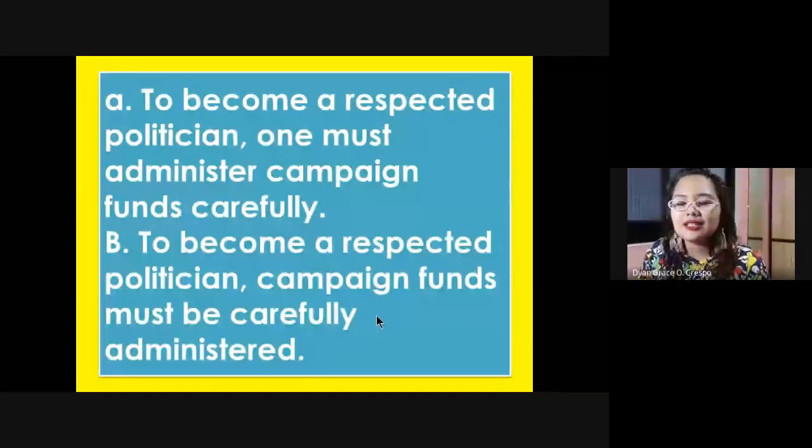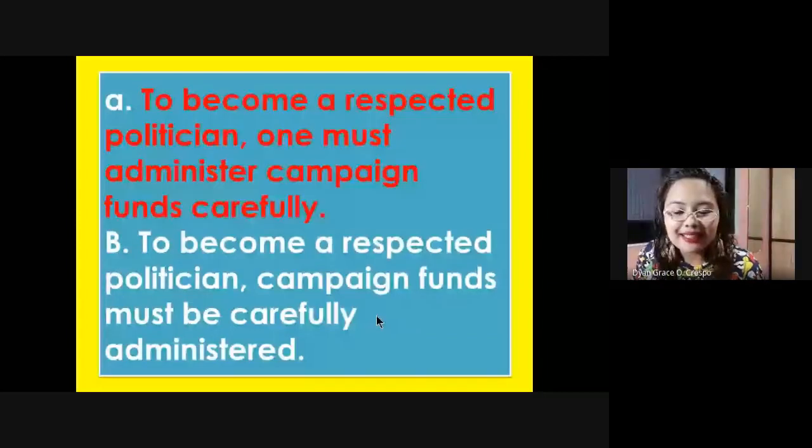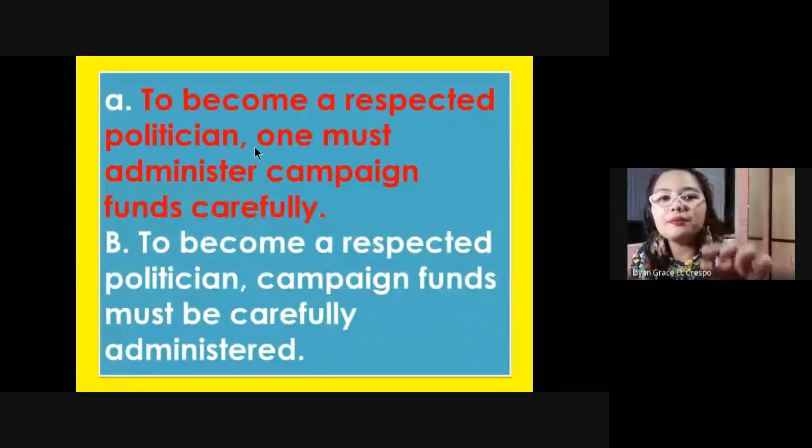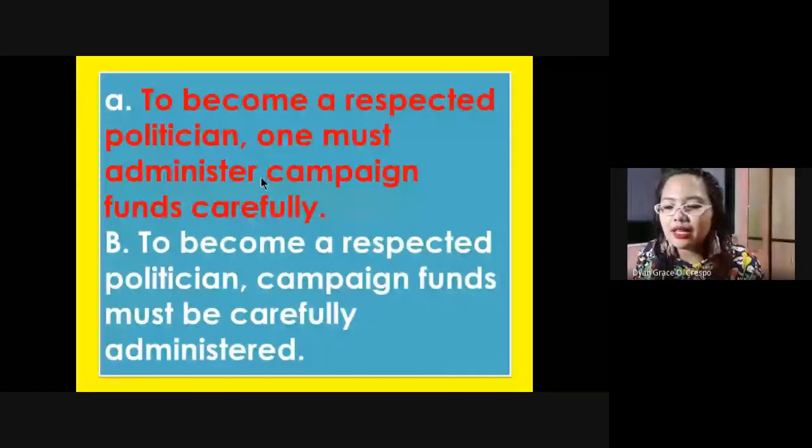So let us check. The correct answer is letter A. Why? To become a respected politician, there should be a subject: one must administer campaign funds carefully. Maraming nagsagot ng letter B. Let us recheck the sentence: To become a respected politician, campaign funds must be carefully administered. So as you can see with this one, as a rule, we should not forget that modifiers must be placed near what they modify.